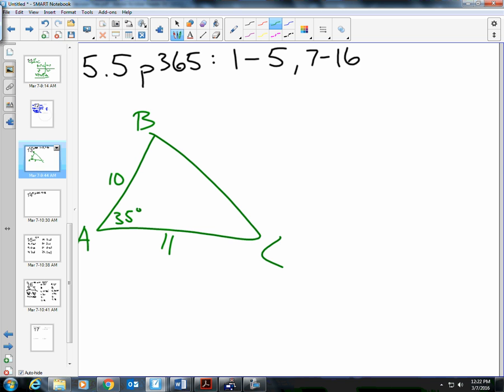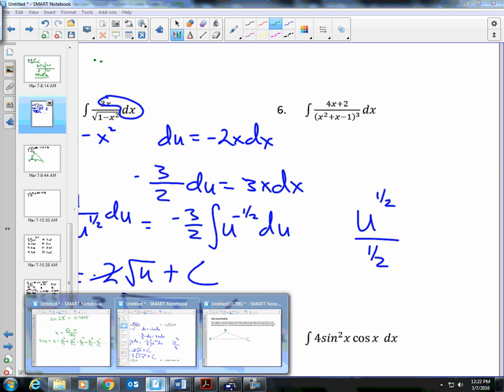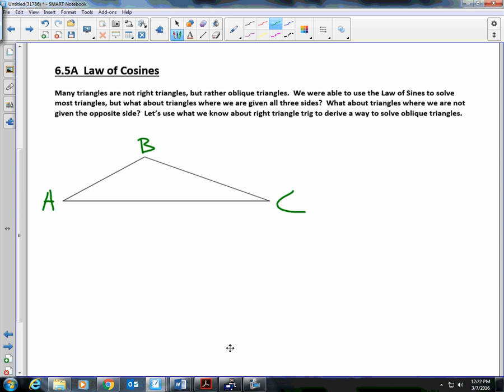So therefore, we look at this example. Okay, many triangles are not right triangles, but rather oblique. We've already discovered this. We are able to use the law of sines for most triangles, but what about triangles where we are given all three sides? What about triangles where we are not given the opposite side? Let's use what we know about right triangle trig in order to derive a way of solving these oblique triangles.